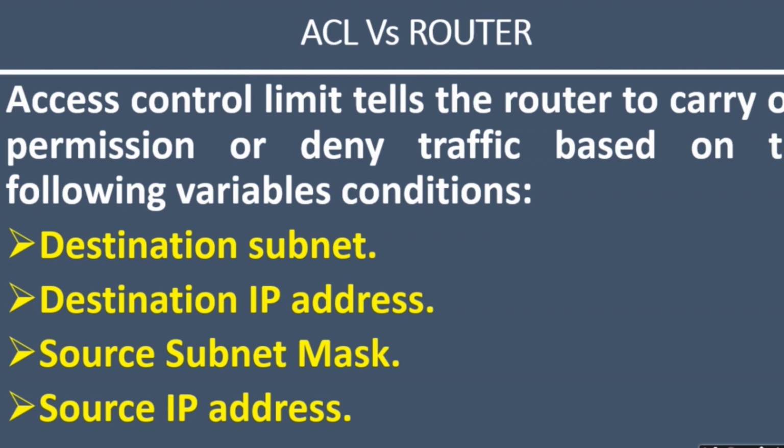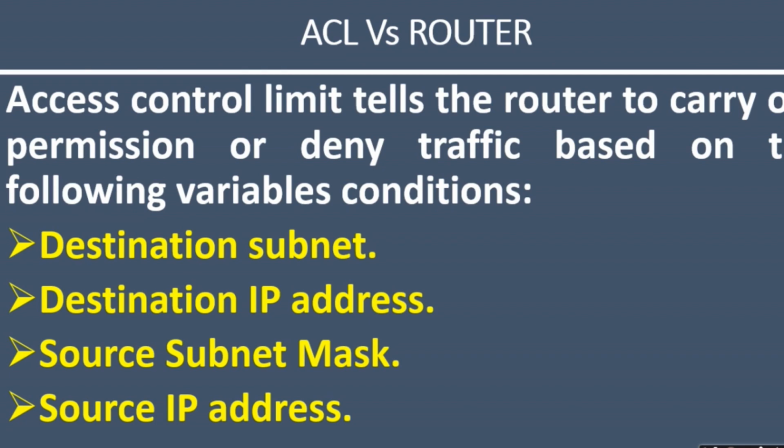Is this subnet recognized by the router? From what source is this subnet or this destination coming from? We'll talk about destination IP address. From where is this IP address coming from? We talk about source subnet mask. And also, it looks at, as one of the variables, the source IP address. You see, so far so good.